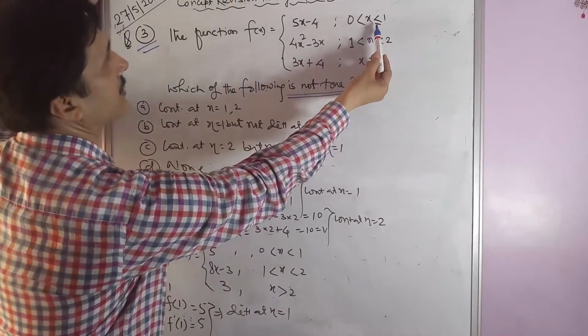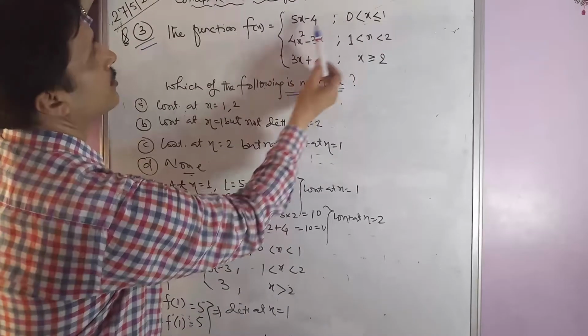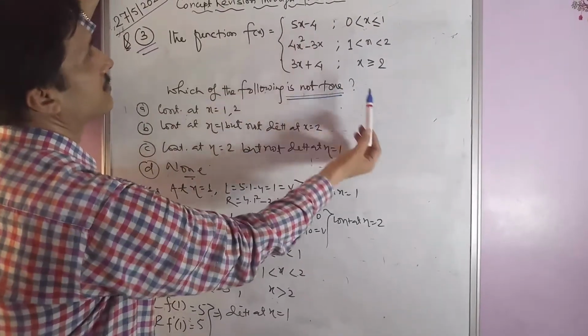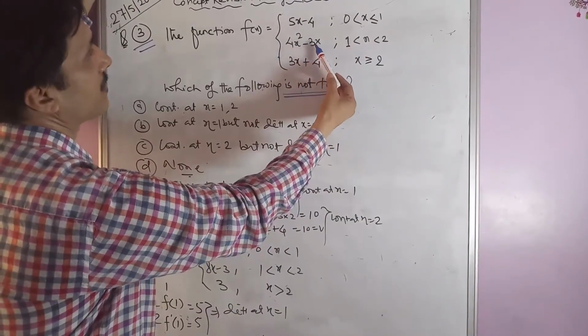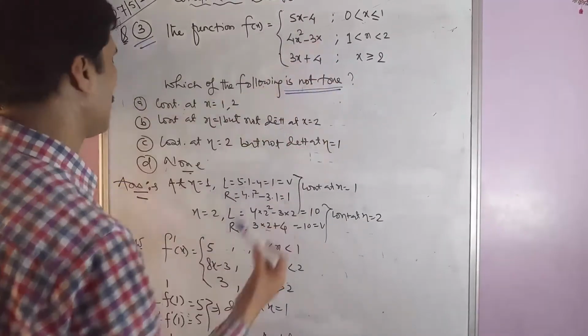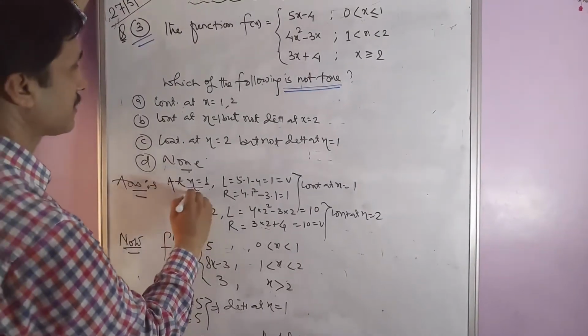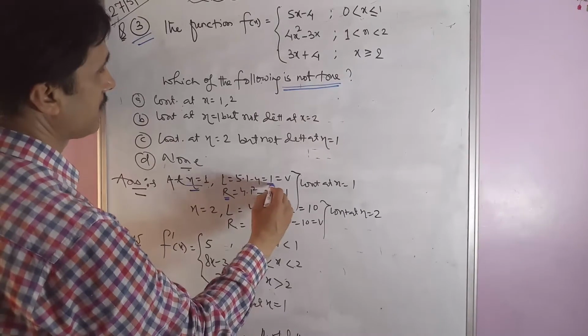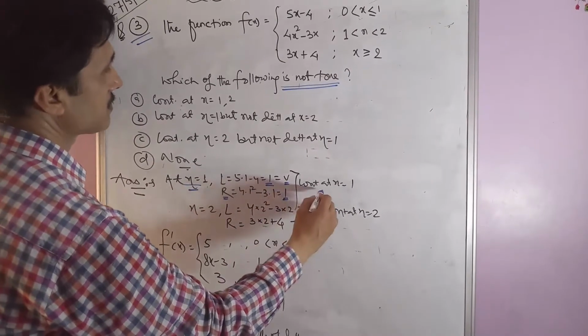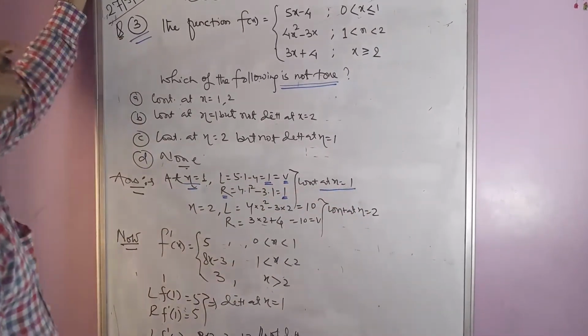At x equal to 1, left hand limit and value both are 5 into 1 minus 4, that is 1. At x equal to 1, right hand limit is 4 into 1 square minus 3 into 1, that is 1. So at x equal to 1, left hand limit, value and right hand limit, all these three are 1, so continuous at x equal to 1.